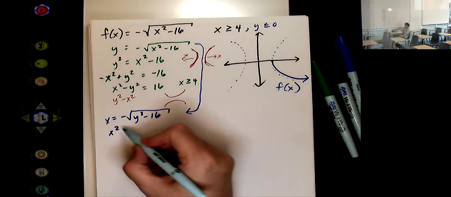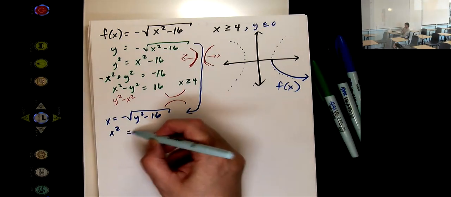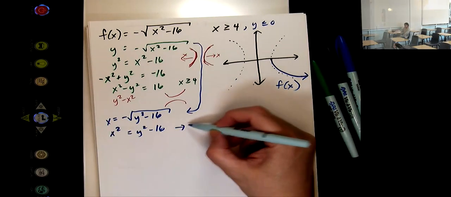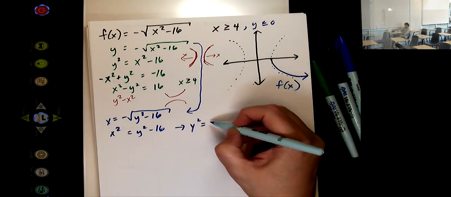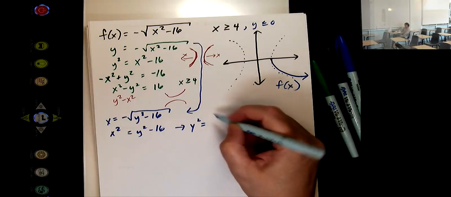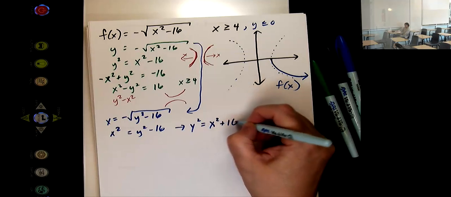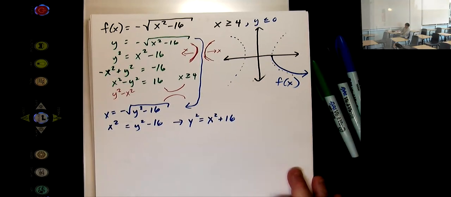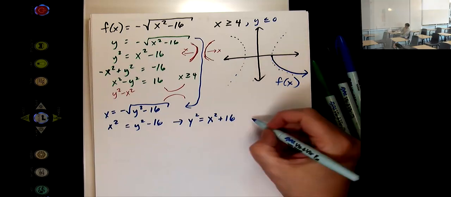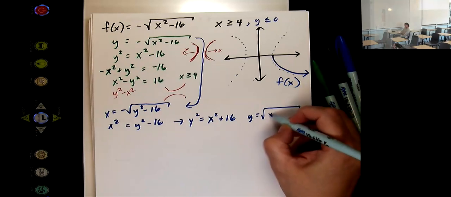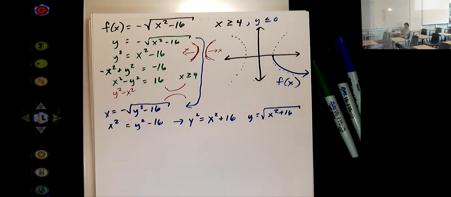We square both sides. This one ends up giving us y squared equals x squared plus 16. So y equals the square root of x squared plus 16. Which is crazy.